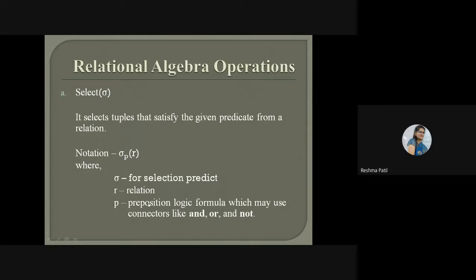P is the propositional logic formula which may use connectors like and, or, and not. More than one logic we can write. For example, A is greater than B. This is one logic. And B is greater than C. Such a type of combination we can do. So here connectors like and, or, not are used in the logic formula.